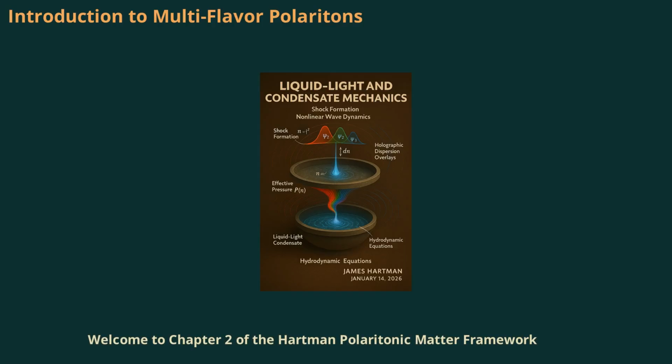Welcome to Chapter 2 of the Hartman Polaritonic Matter Framework. In this chapter, we dive into the concept of multi-flavor polariton fields and their pivotal role as the control substrate for programmable matter and advanced propulsion systems. Each flavor here refers to a distinct polariton species, such as polarization, exciton type, or cavity mode.